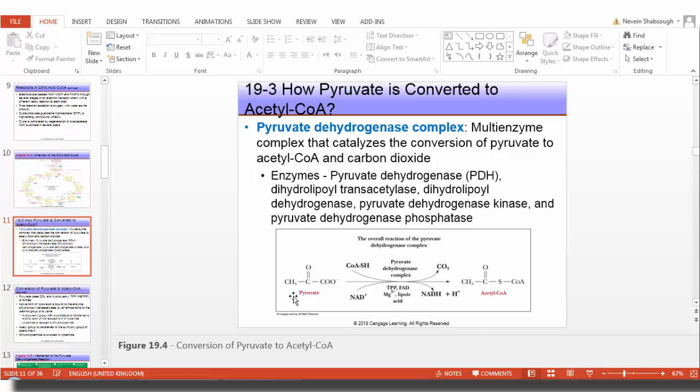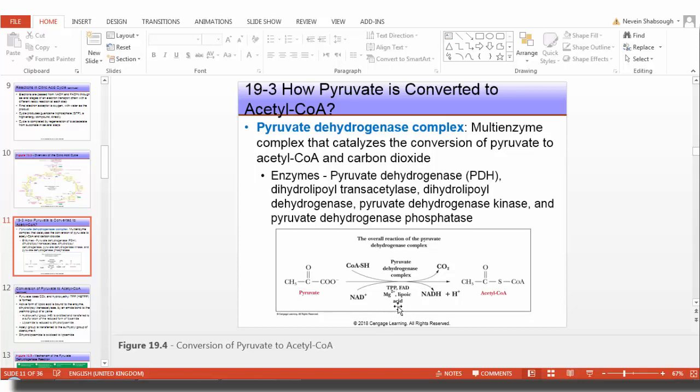Now, this enzyme complex consists of up to 5 enzymes, and these are pyruvate dehydrogenase, dihydrolipoyl transacetylase, dihydrolipoyl dehydrogenase, pyruvate dehydrogenase kinase, and pyruvate dehydrogenase phosphatase. The first 3 are involved in converting pyruvate to acetyl-CoA, as we will see in the mechanism. The other 2 are used to control the pyruvate dehydrogenase.